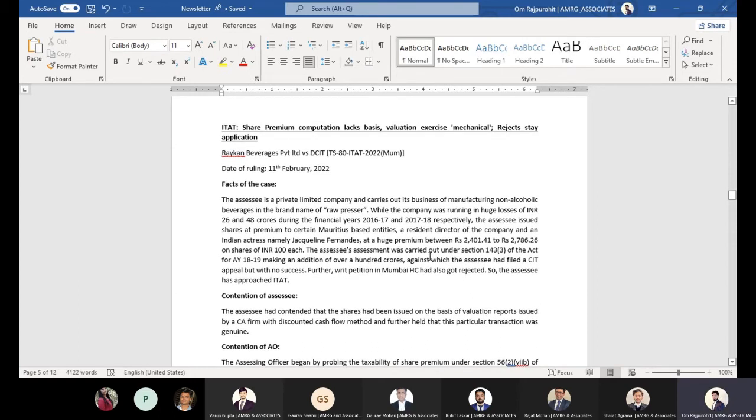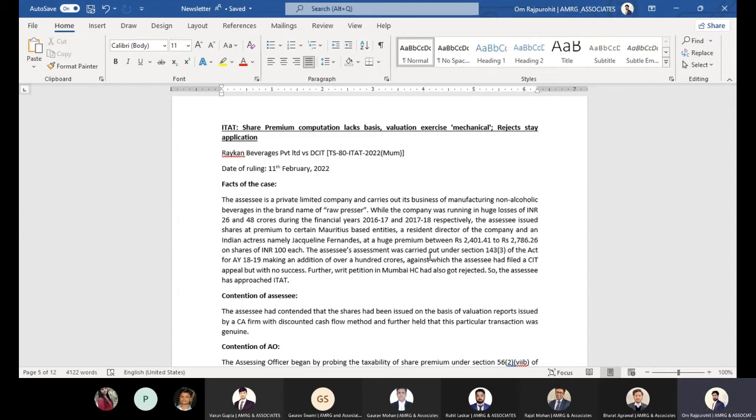Coming to the next case law, this was the Mumbai ITAT in the case of Rekin Beverage Private Limited. The issue is mainly pertaining to share premium. So what happened in this case? The company was a private limited company engaged in the business of manufacturing non-alcoholic beverages with the brand name of Raw Pressure.